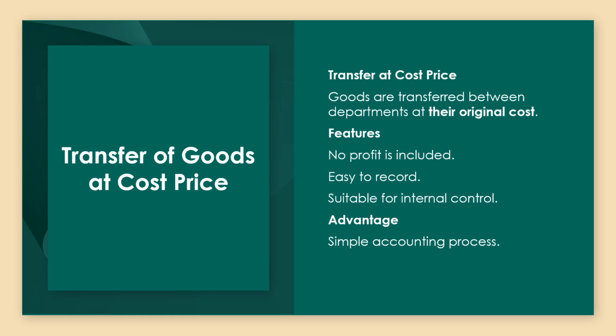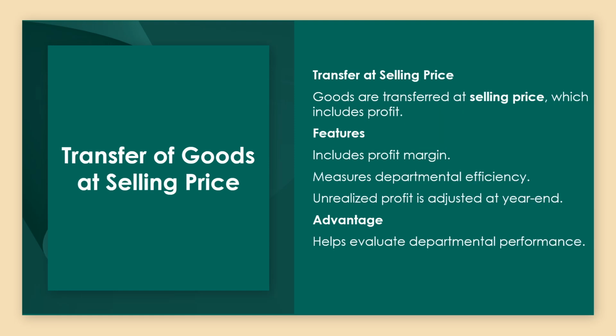Transfer of goods at cost. Some goods are transferred from one department to another. When the goods are transferred at cost, no profit is included. Features: goods are transferred at their original purchase or production cost. No unrealized profit arises. Simple accounting, suitable for internal control. Advantages: easy to record, avoids unnecessary profit adjustments, and simplifies financial reporting.